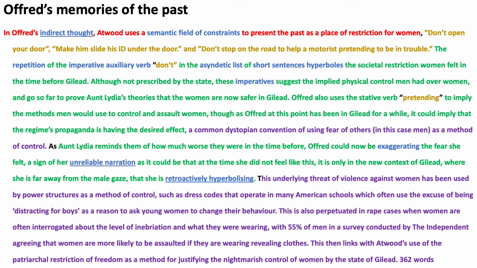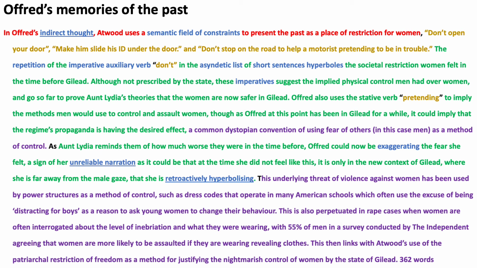So what some people might do is just pick out those imperative verbs. So don't, make, stop. But if you do that, you've not got the opportunity to do any of those other term choices. So the repetition of the imperative auxiliary verb don't in the asyndetic list of short sentences hyperbolizes the societal restriction women felt in the time before Gilead.